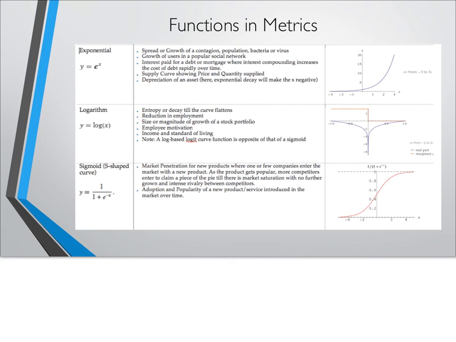And an example of that is a very famous one, the S-shaped market curve, which is the market penetration for new products, where one or few companies enter the market with a new product. As the product gets popular, more competitors enter to claim a piece of the pie till there is market saturation with no further growth and intense rivalry between competitors. At that point of time, a lot of competitors fall out and the market stabilizes again. Such as adoption and popularity of a new product or service introduced to the market over time is another example of a sigmoid S-shaped function.